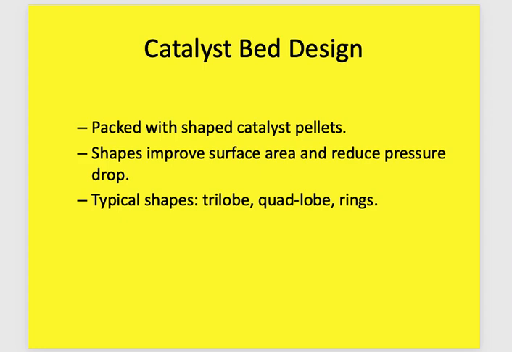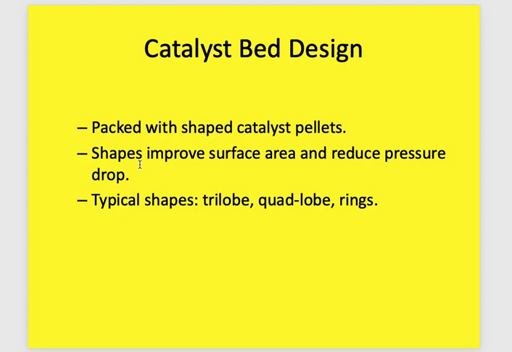Here is the catalyst bed design. Packed with shaped catalyst pellets, the shape improves the surface area and reduces the pressure drop through the catalyst. The typical shape will be tri-lobe or quad-lobe or ring or something like that. So the design of the shape of the catalyst improves the surface area because you need a higher surface area for the contacting. And also you put in your mind we need a lower pressure drop. When you go through the catalyst, all the time you build up some material, make resistance, make higher pressure drop.